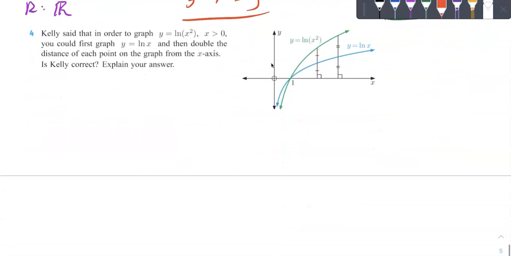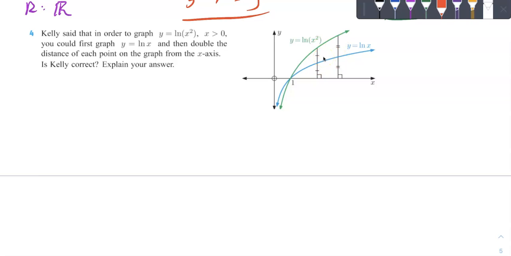Okay, last thing. Kelly says that in order to graph y equals natural log of x squared, you could first graph y equals natural log of x, and then double the distance of each point on the graph from the x-axis. Is Kelly correct? Check your answer. Yes, she is. You can see here that it is double. But why is she correct?